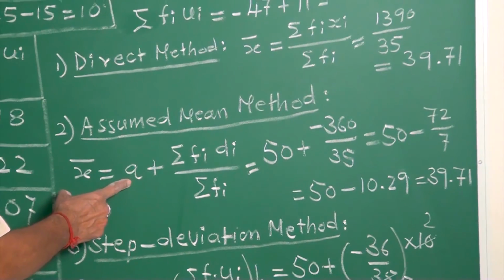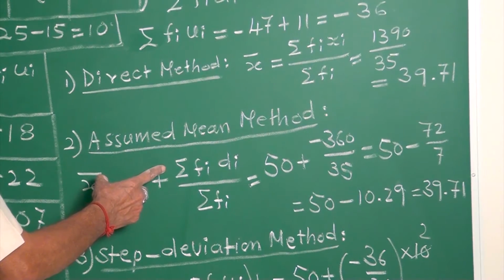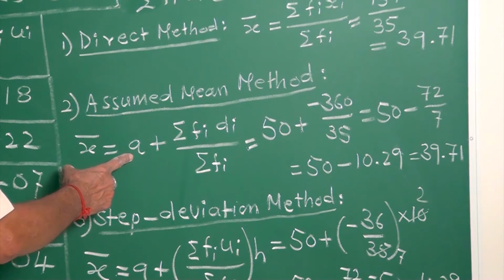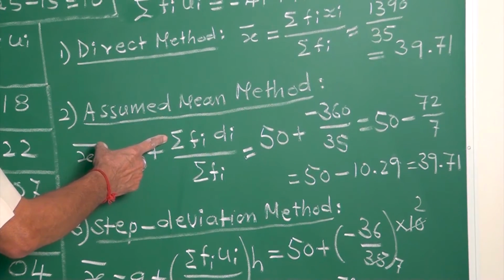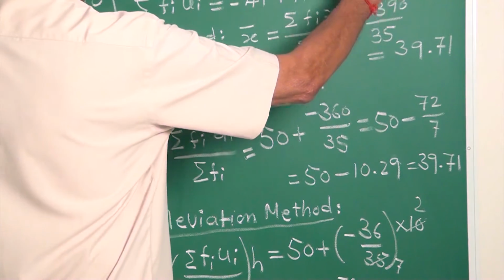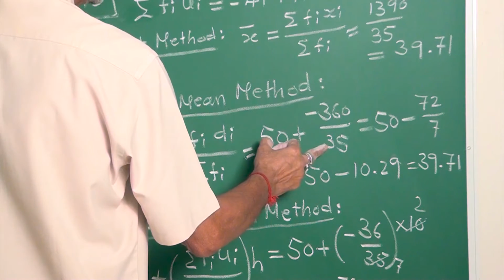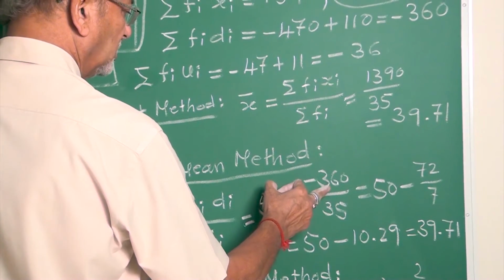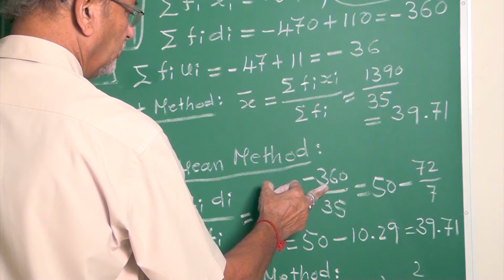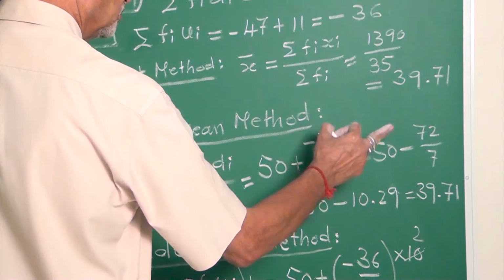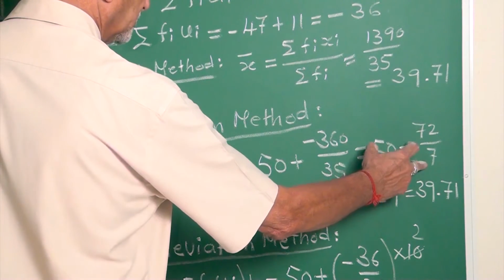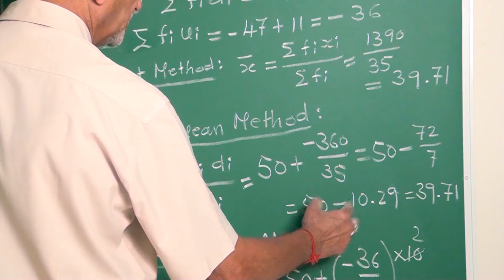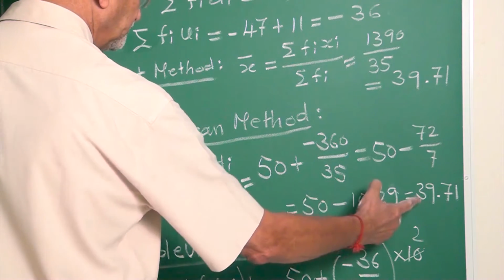Second, the assumed mean method. Formula: X bar equals a plus sigma fi di upon sigma fi. Assumed mean is 50 plus minus 360 upon 35. It is 50 plus with minus is minus. Cut by 5: 360 by 5 is 72 and 35 by 5 is 7. So 72 upon 7 is 10.29 if you simplify it.